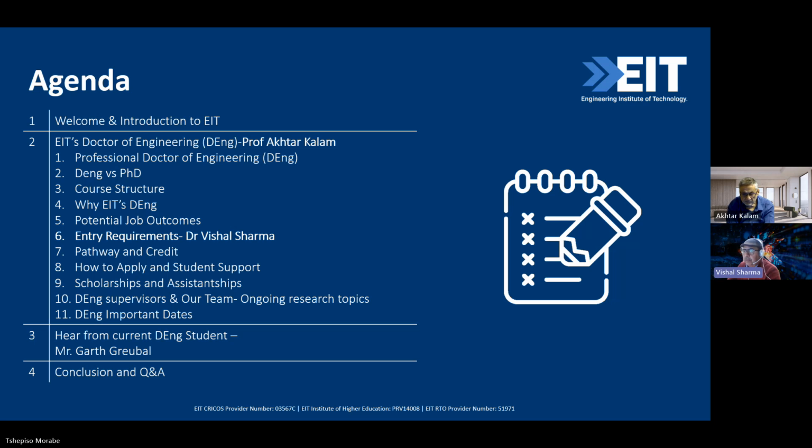Now, coming to our institute, Engineering Institute of Technology. We are a unique institution specializing in engineering. We offer a variety of programs and courses, including certificates, diplomas, bachelor's, master's degrees, and finally the Doctor of Engineering, which we'll be talking more about in this session. All our programs are registered and accredited in Australia. Our main campus is in Perth and other campuses in Melbourne, Brisbane, and South Africa.